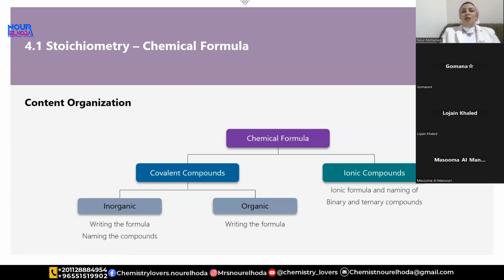Okay? Right. First of all, how many types of equations are we going to talk about today? We have mainly 3 types of equations, so you can understand the idea. We have the word equation, we have the normal symbolic equation, the equation that we balance, and the third one is the ionic equation.